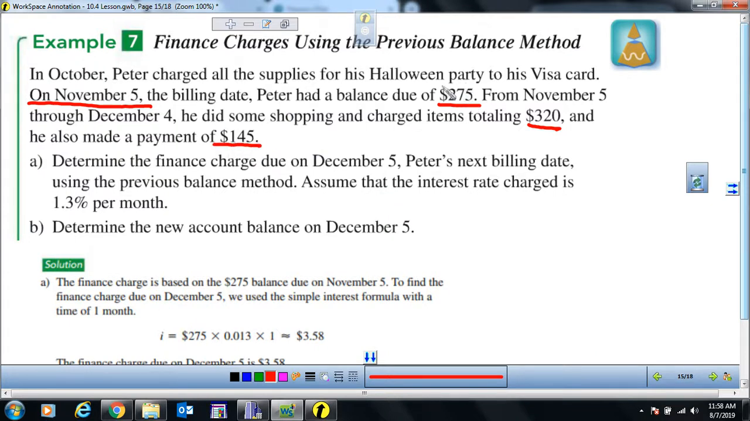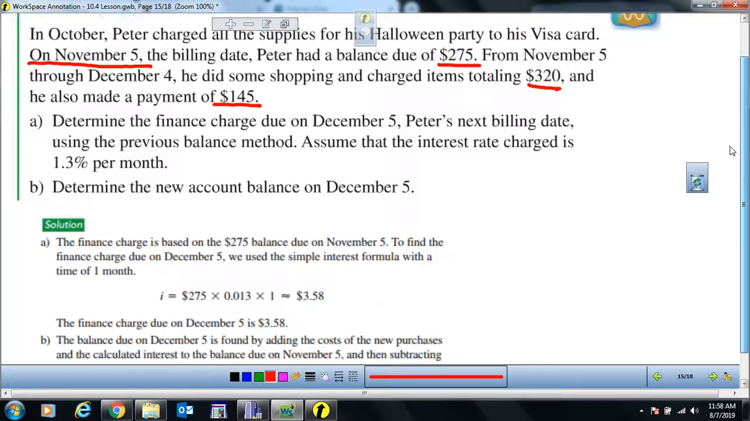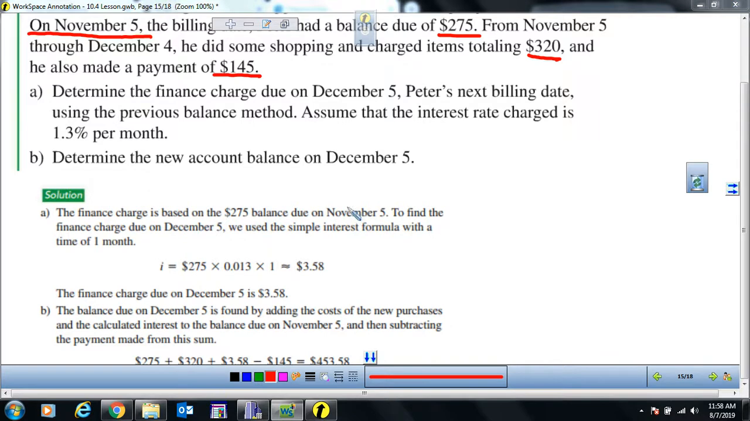So he already had a balance of $275. Then, before his next billing date, from November 5th to December 4th, so his next billing date was going to be, I guess, December 5th, right? He did some shopping and he charged $320, but then he also paid $145 to the credit card. So letter A says, determine the finance charge due on December 5th, Peter's next billing date, using the previous balance method. Assume that the interest rate charged is 1.3% per month.